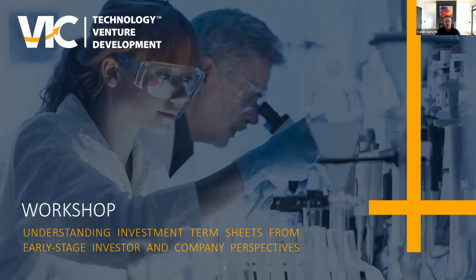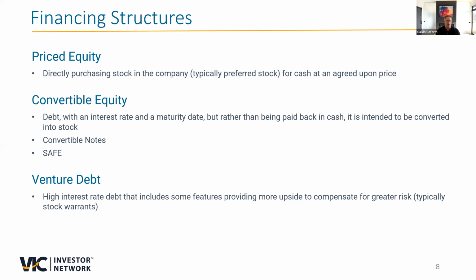Okay, now on to the main topic for today, which is, again, understanding investment term sheets from both early stage investor and company perspectives. Let's first talk about the types of financing structures that you see in these venture capital stage companies. There's three primary types. There's priced equity, there's convertible equity, and there's venture debt.